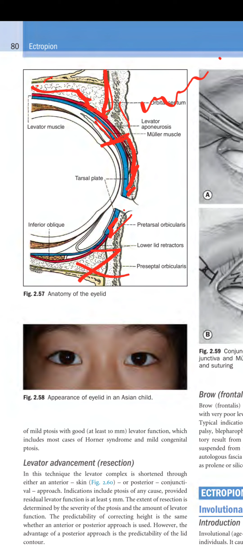The red one is showing the inferior tarsal aponeurosis, and this is the inferior tarsal muscle, which is analogous to the Müller muscle in the upper lid, and this red one is analogous to the levator aponeurosis. So this is the appearance of the Asian eyelids.